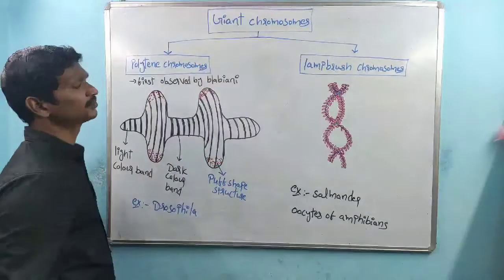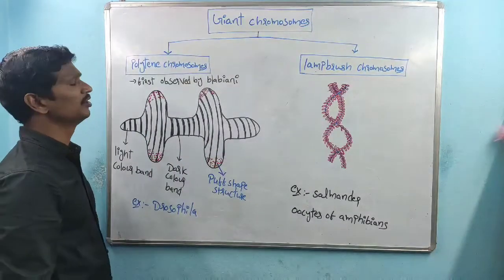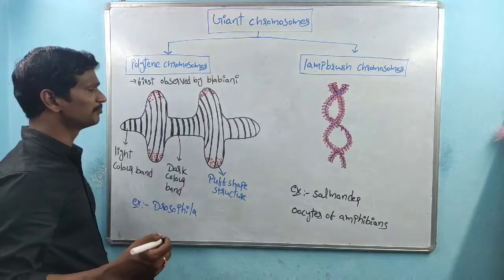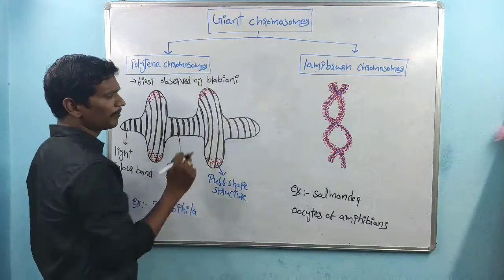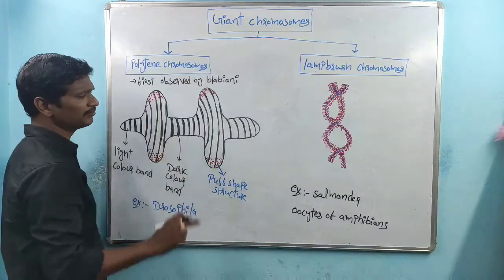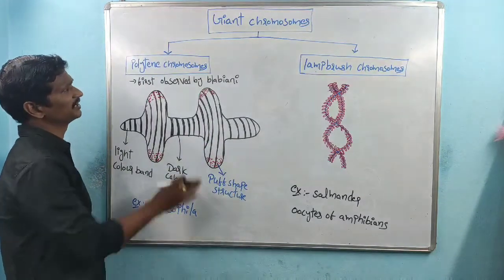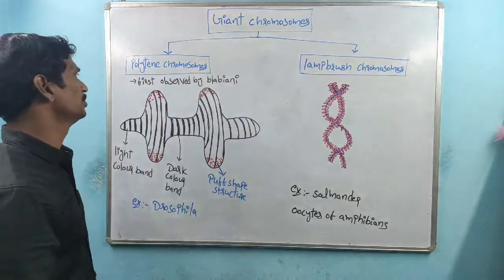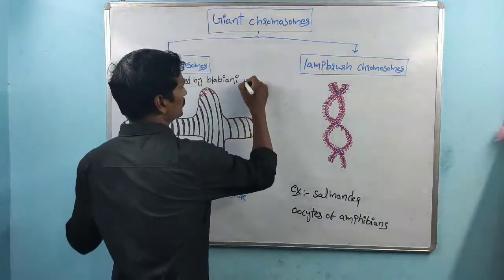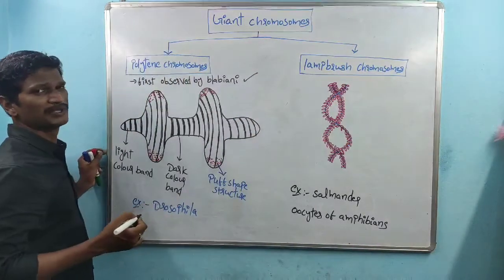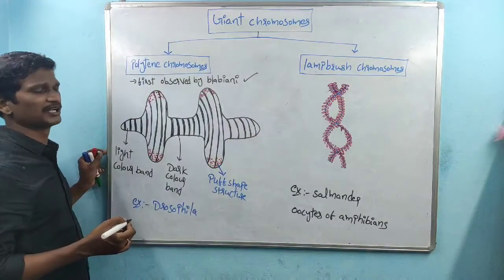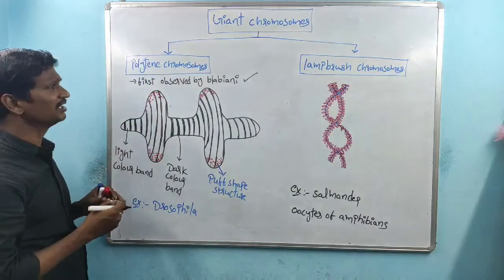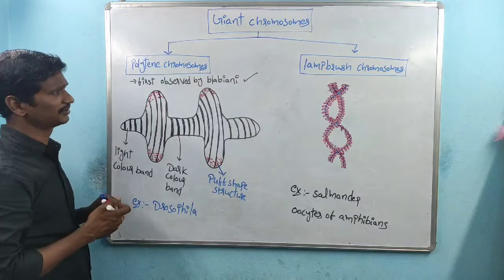Here the polytene chromosomes are one of the best examples. Poly means many, tene means bands. Many bands are present. That's the reason why these chromosomes are called polytene chromosomes. Polytene chromosomes were first observed by the scientist Balbiani, right?